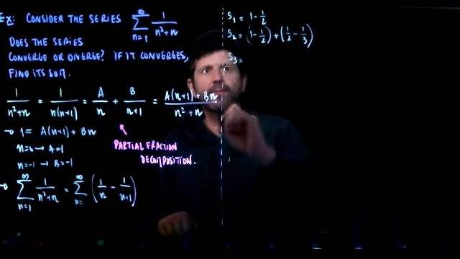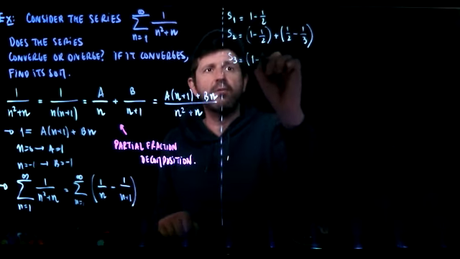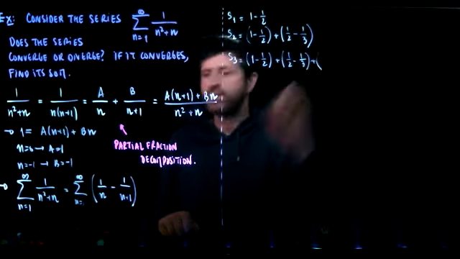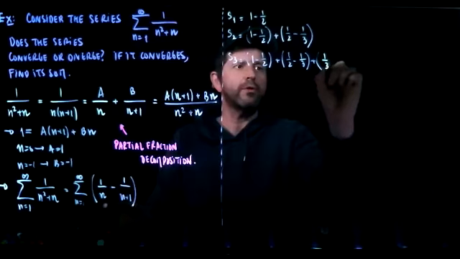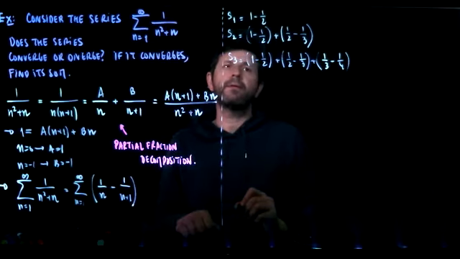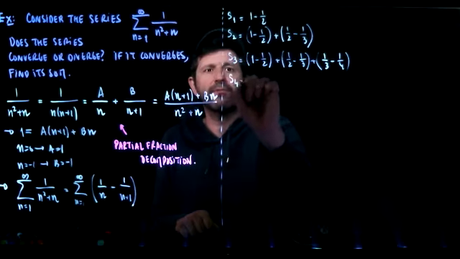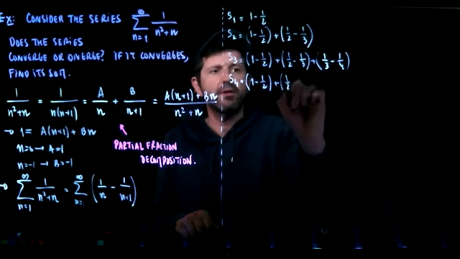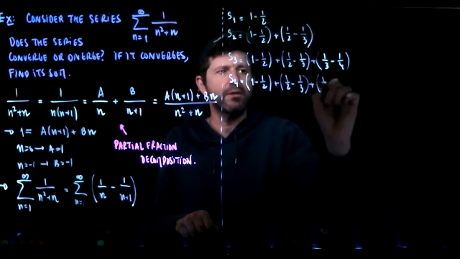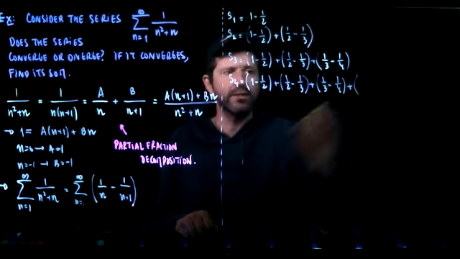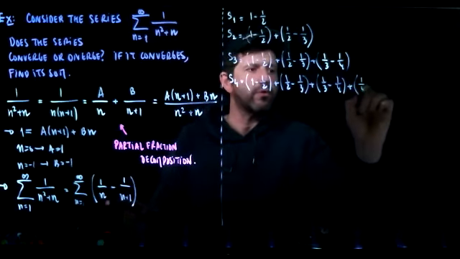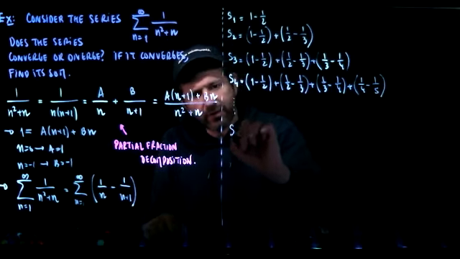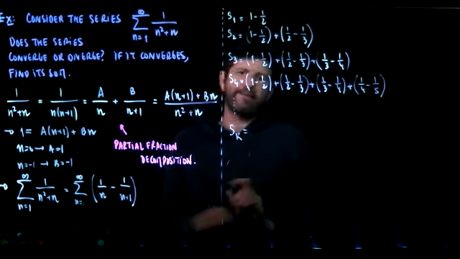What's S3? So S3 is 1 minus 1/2 plus 1/2 minus 1/3 plus, if I plug in 3, I get 1/3 minus 1/4. Let's do another one. S4 is 1 minus 1/2 plus 1/2 minus 1/3 plus 1/3 minus 1/4 plus, and I got a 4, I get 1/4 minus 1/5, and so on and so on until I'm going to try to find a general term for Sk.